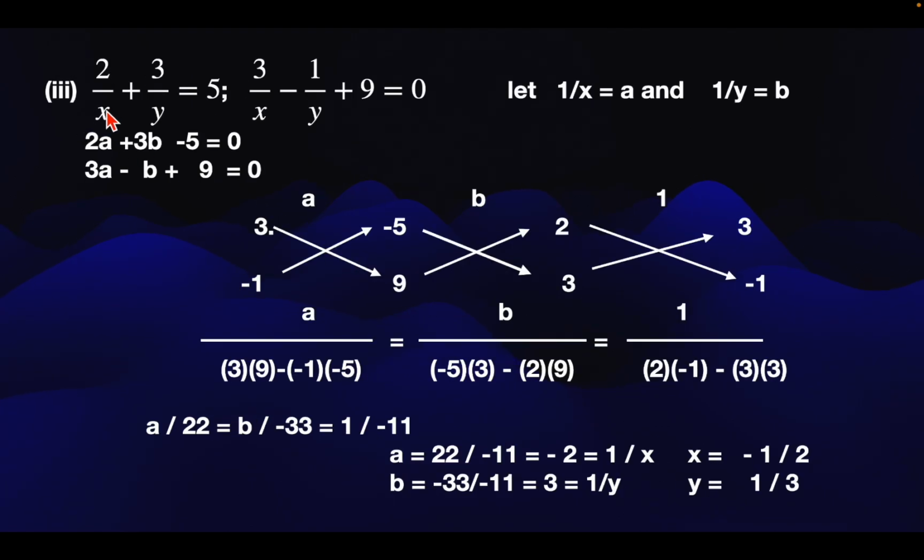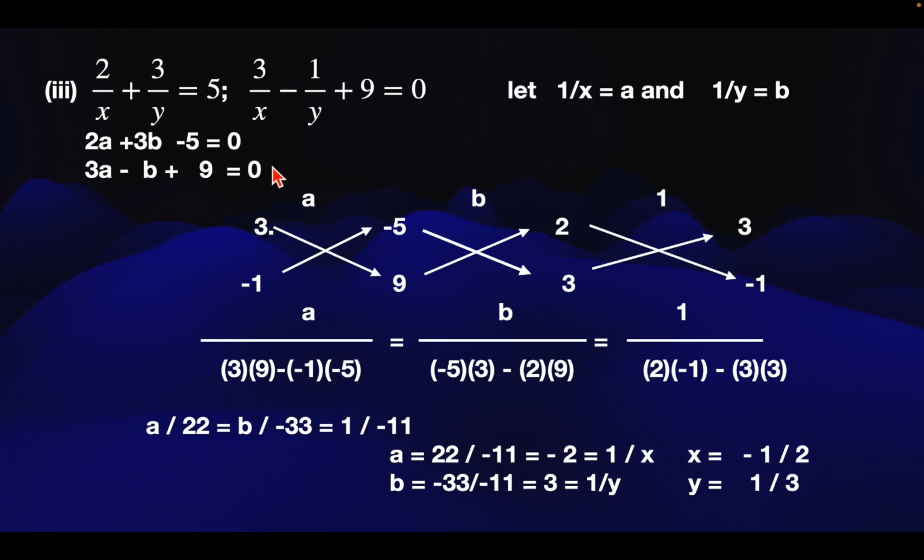So third sum, here are the two equations. We can see it is not in standard form. First, let us substitute 1 upon x as a and 1 upon y as b. So here it is. And then we will take this 5 in the left hand side. So you get 2a plus 3b minus 5 is equal to 0. Similarly, for the next equation, it will be 3a minus b plus 9 is equal to 0.